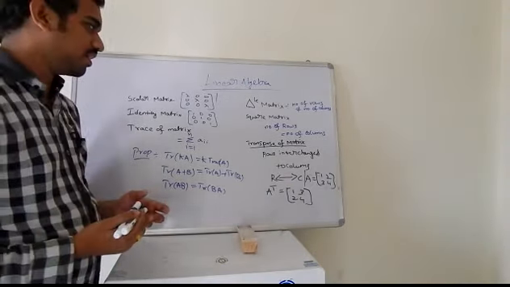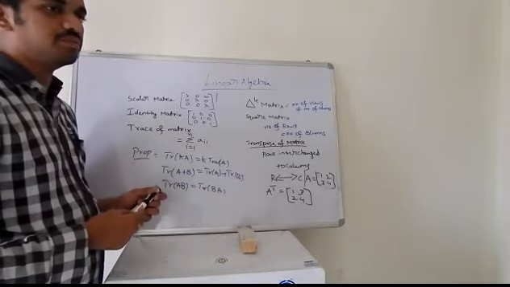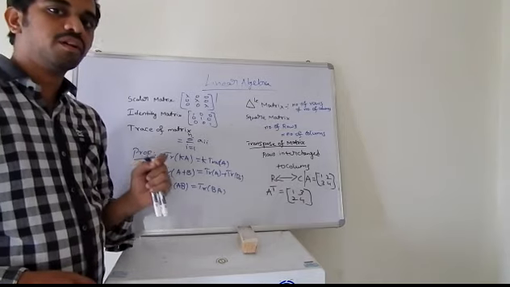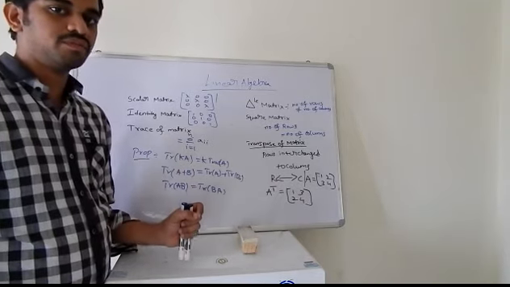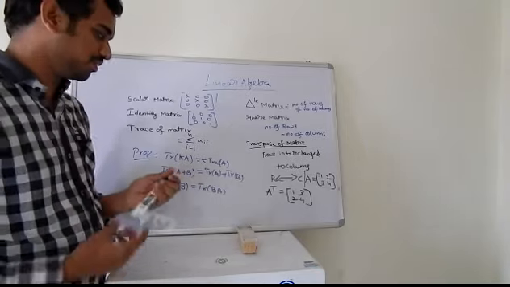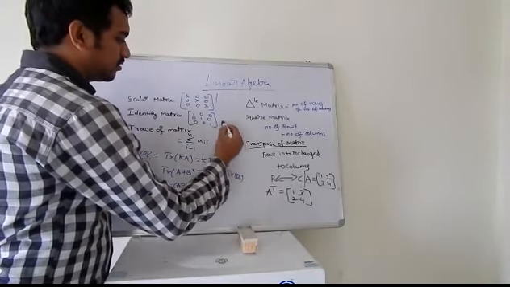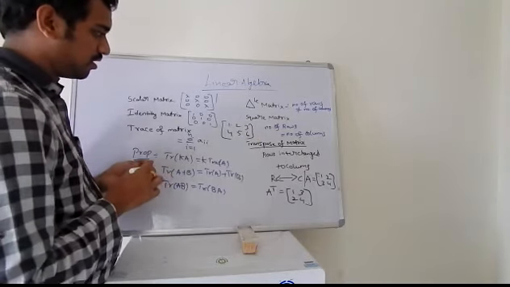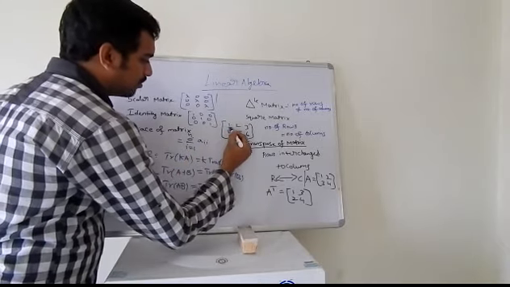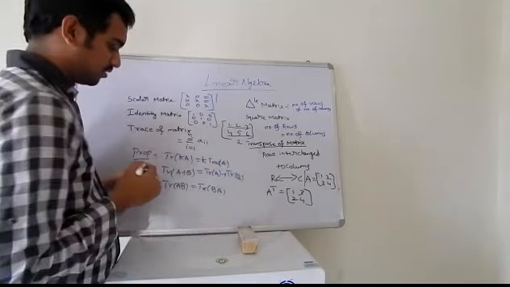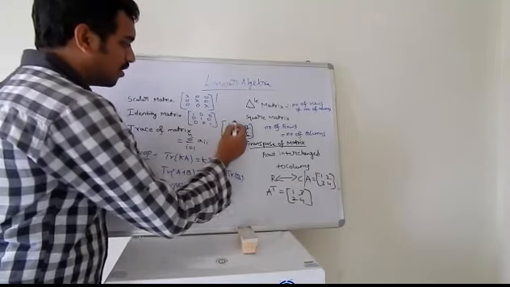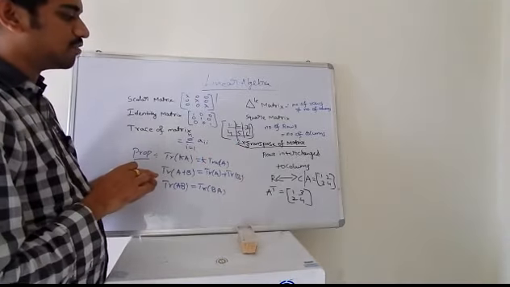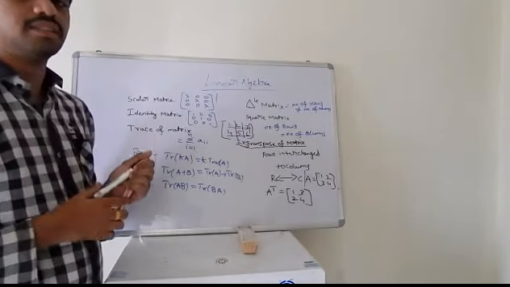Matrices are classified into different types. Among those, first of all, we have to talk about the rectangular matrix and the square matrix. In a matrix, the number of rows may not be equal to the number of columns. For example, consider this: 1, 2, 3, 4, 5, 6. Here the number of rows is 2, whereas the number of columns is 3. So the number of rows is not equal to the number of columns. That is called a rectangular matrix.